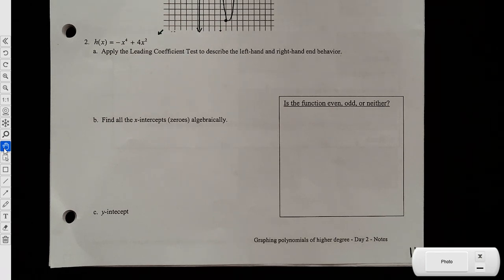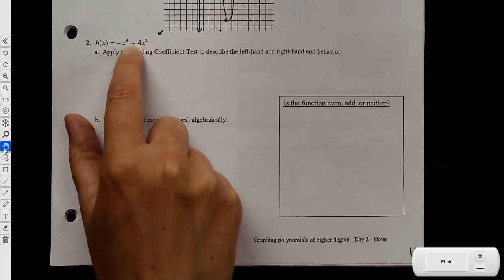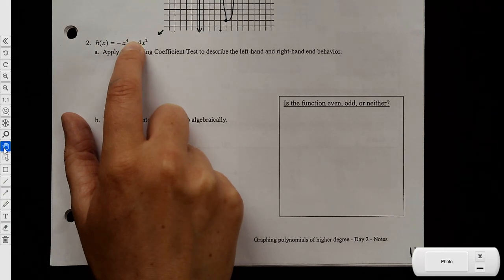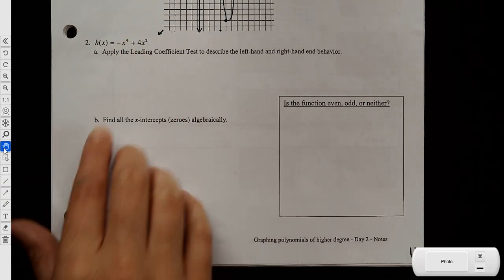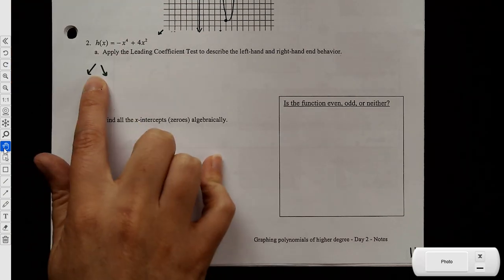So this is your second example of graphing a polynomial function, and we have h of x equals negative x to the fourth plus 4x squared. So the first thing that we do here is we look at the leading coefficient test. And in this one, I have a negative leading coefficient with an even degree. So even means that they are going in the same direction. Negative means I'm going down, down. So that's the picture I would draw.